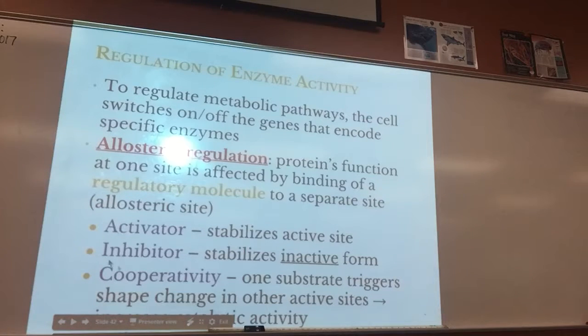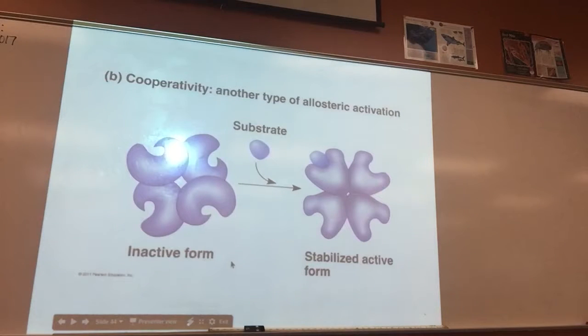We said that the inactive form can be stabilized by your inhibitor, like your ATP. And then we wrote this word cooperativity, and this next picture talks about this, so I wanted to just look at this definition real quick. It says one substrate triggers a shape change in other active sites, and it increases catalytic activity. So let's look at that. That's the definition of it.